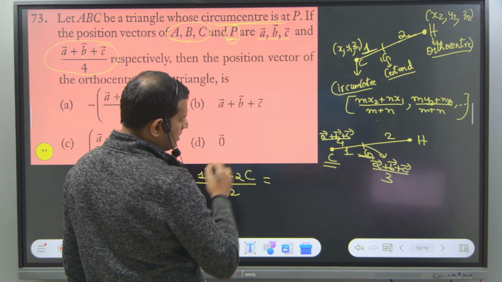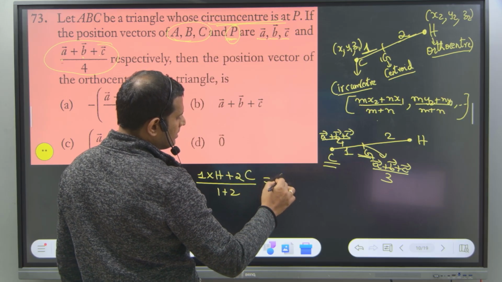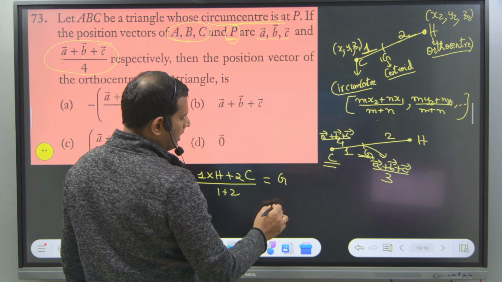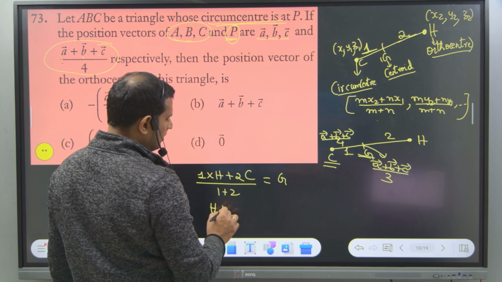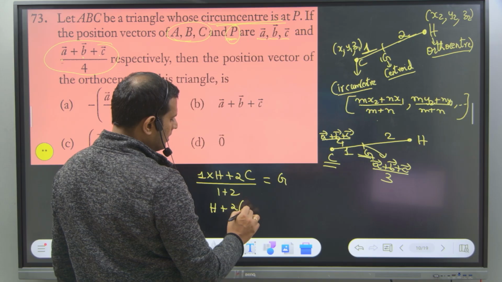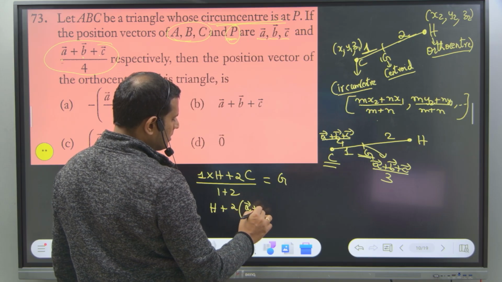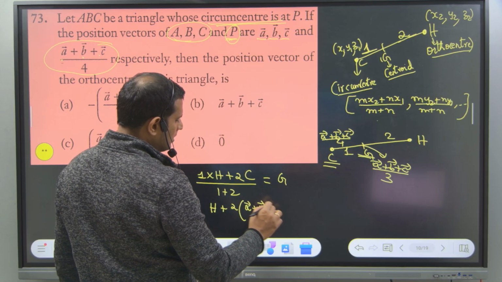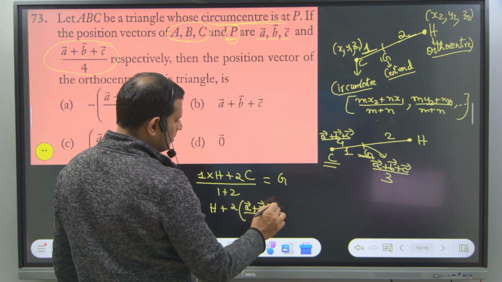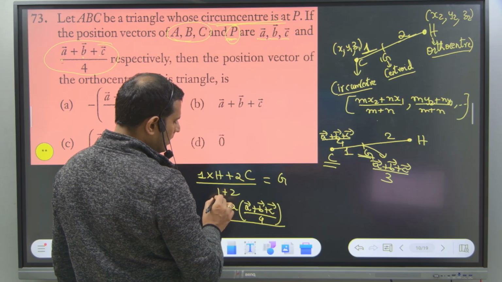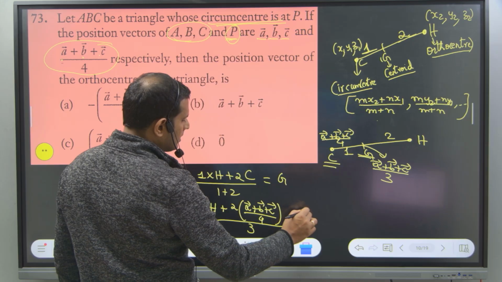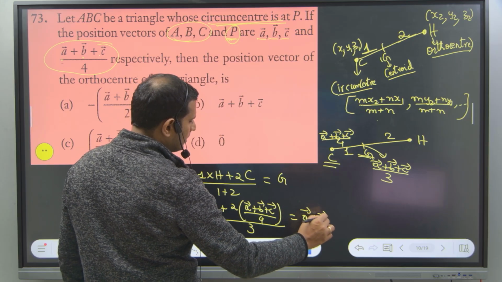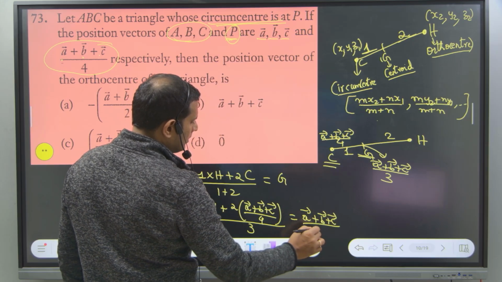This is your centroid, this is your G. Now substitute for each one. H we don't know, so I will substitute the circumcenter. A plus B plus C divided by 4 and whole divided by 1 plus 2, how much? 3. And on the right hand side, A plus B plus C by 3.